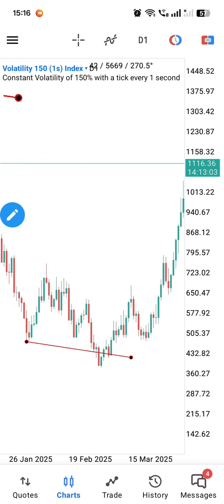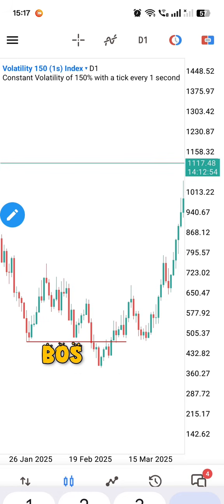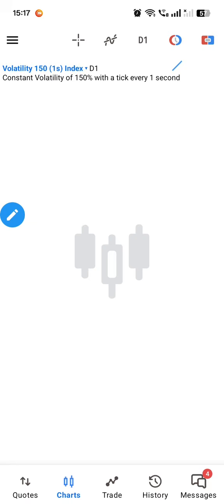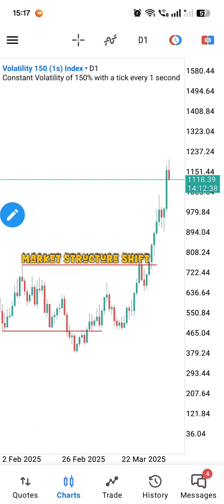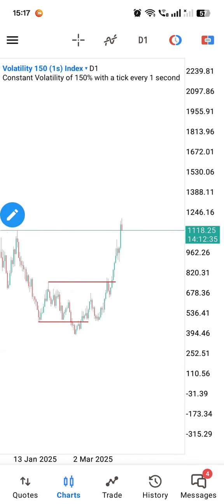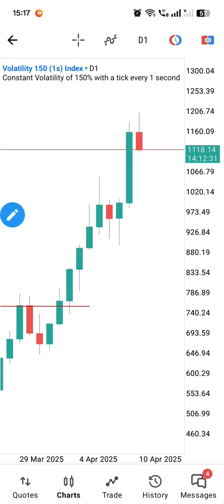Now we go over to the charts and there's a break of structure below that low before price sort of reversed, and you can see it made a huge market structure shift. You can see there's a huge reversal and it just kept on shooting up and breaking structure above that high.